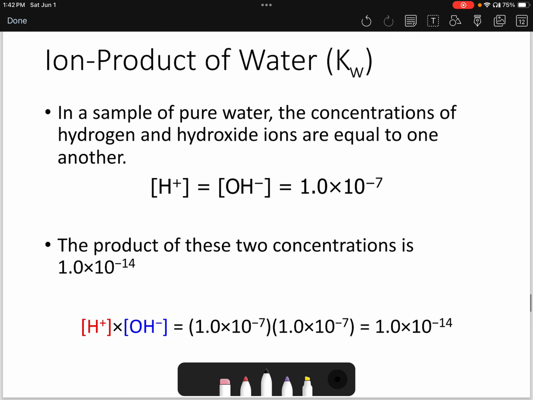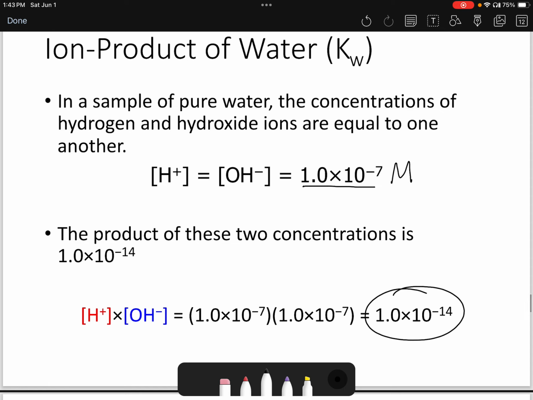So again, in a sample of pure water, the concentrations of the ions are equal to one another. And they're equal to 1 times 10 to the negative 7th moles per liter. And if we multiply those together, we get the ion product of water. Okay, so why do we care about that?